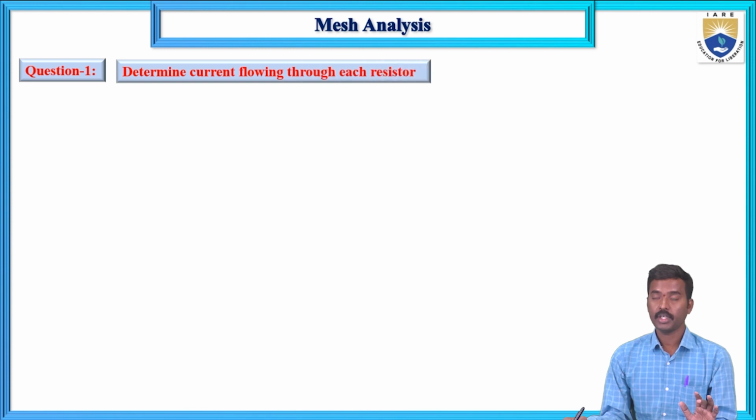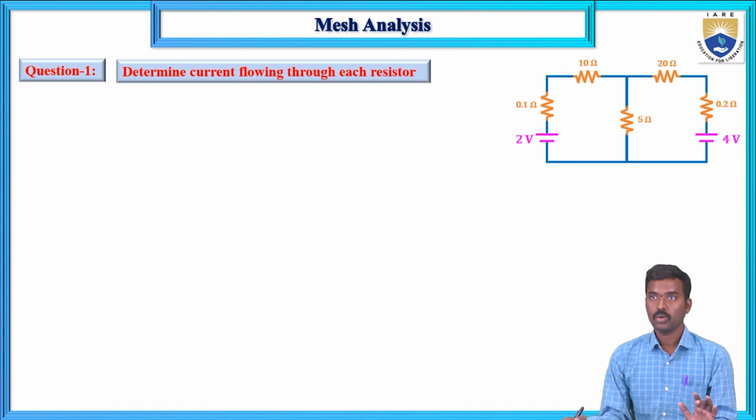Determine current flowing through each resistor using mesh analysis. So here is the network. In the given network, determine the current flowing through each resistor, meaning the 0.1 ohm resistor current, 10 ohm resistor current, 5 ohm resistor current, 20 ohm resistor current, 0.2 ohm resistor current. For that purpose, you can apply mesh analysis here.